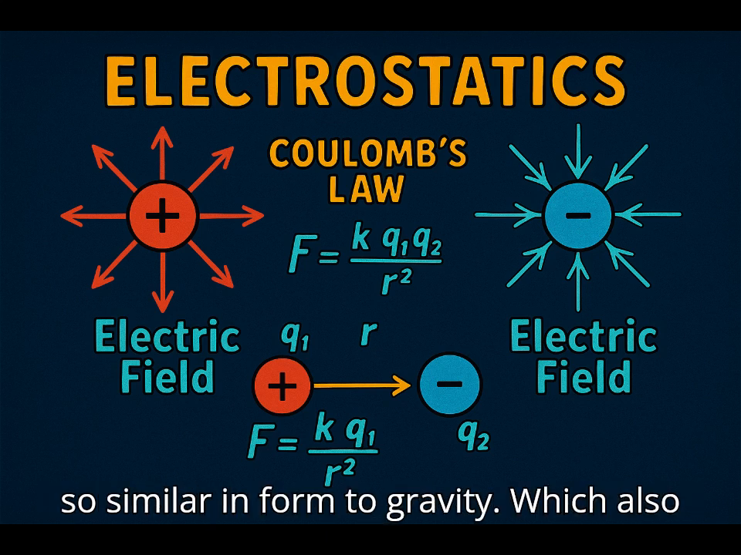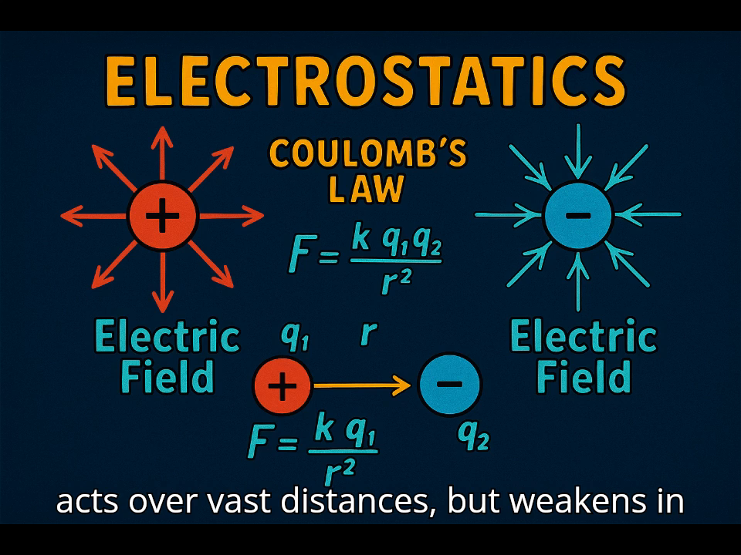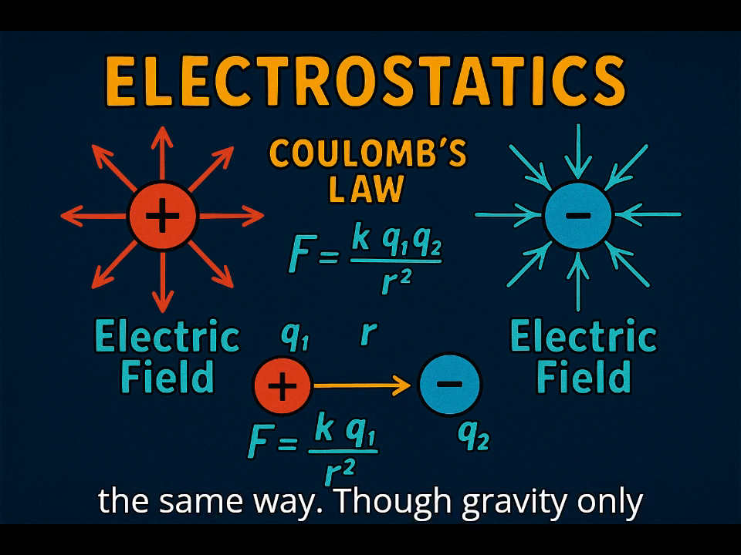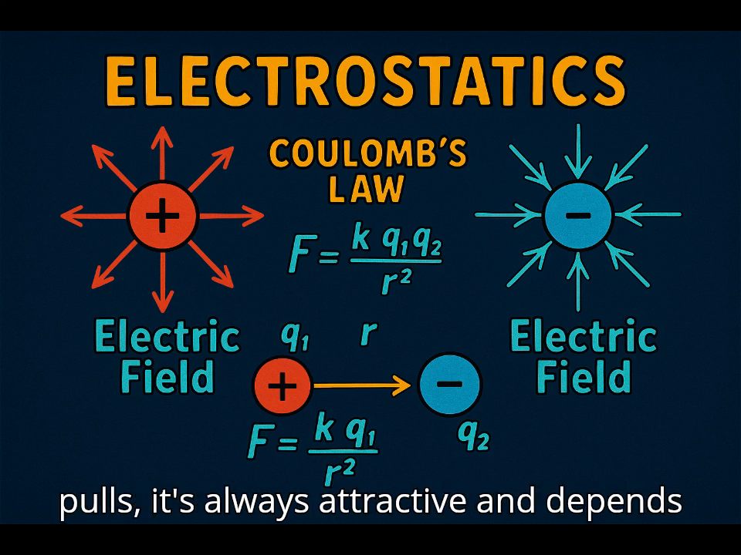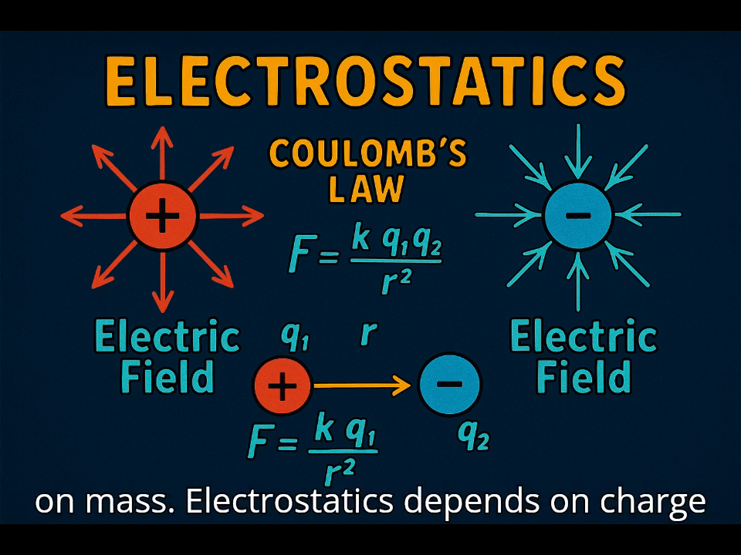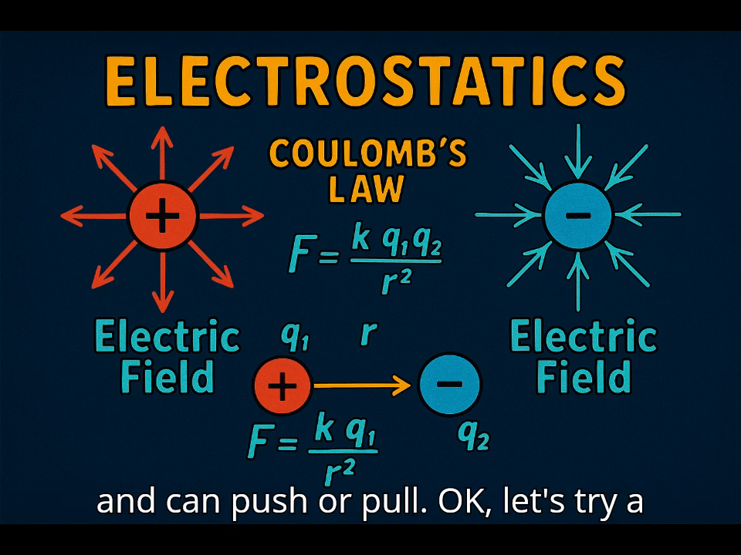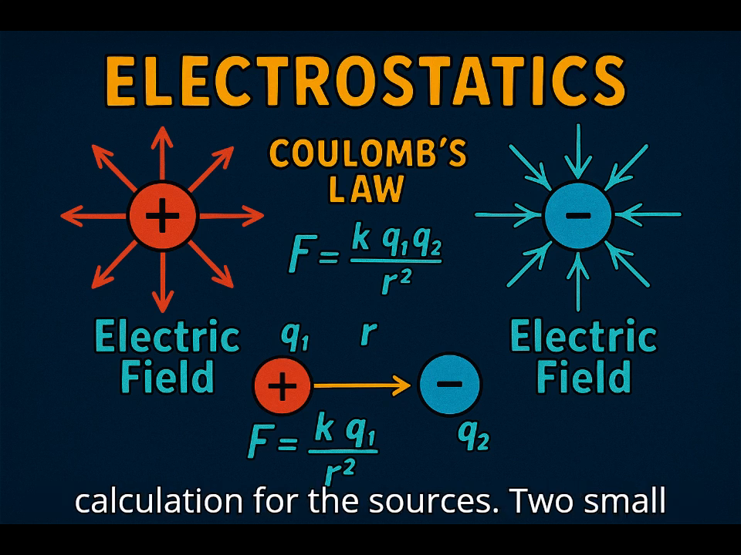You can see why it's so similar in form to gravity, which also acts over vast distances but weakens in the same way. Though gravity only pulls, it's always attractive and depends on mass. Electrostatics depends on charge and can push or pull. Okay, let's try a calculation from the sources.